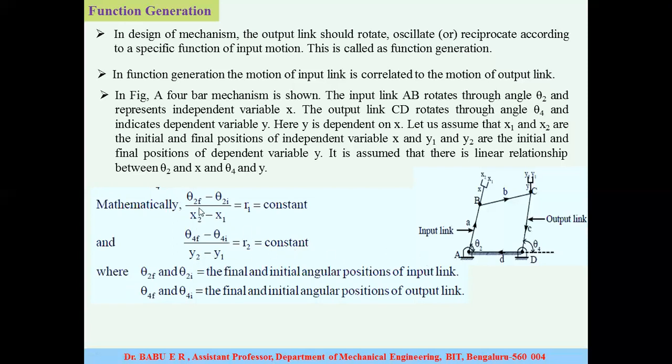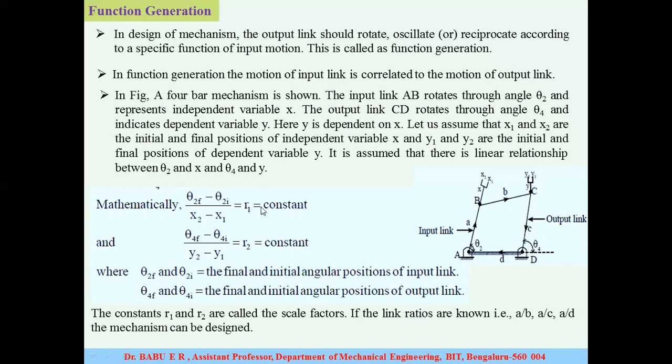Here theta 2f and theta 2i are the final and initial angular positions of the input link, and similarly theta 4f and theta 4i are the final and initial angular positions of the output link. R1 and R2 are constants, which we call scale factors. If the link ratios are known, that is A by B, A by C, A by D, then a mechanism can be designed.